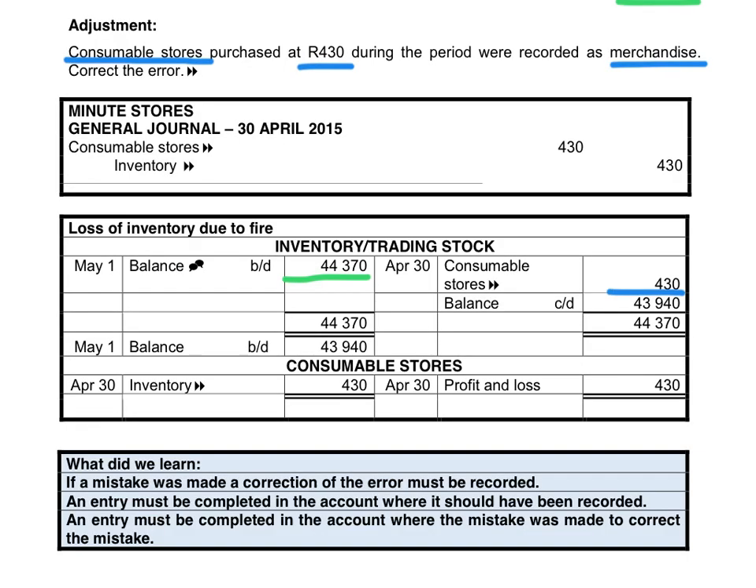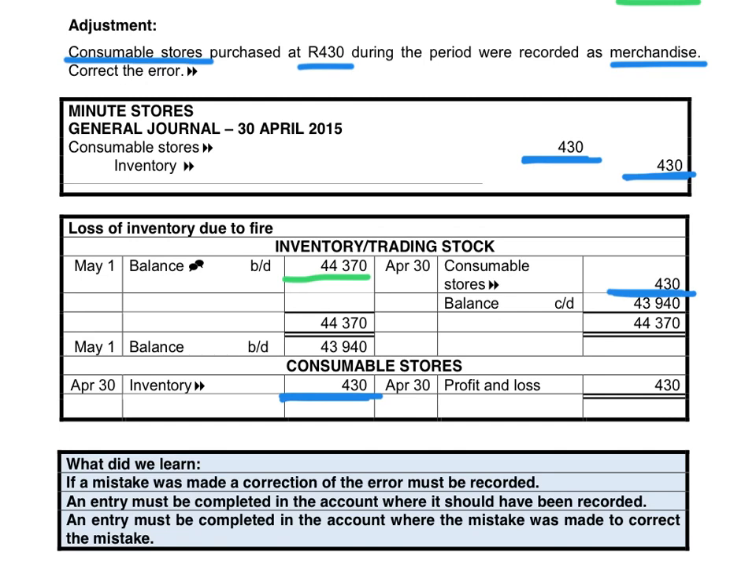Therefore, the inventory account will be credited with the 430 and consumable stores expense will be debited with 430. In the general journal, we will also record that the consumable stores account is debited and that the inventory account is credited. So remember, anything that you record in the general journal will always be exactly the same as what you do in the ledger account. If I debit consumable stores, then it means I will debit it in the general journal. If I credit the inventory account, then I will credit it in the general journal.